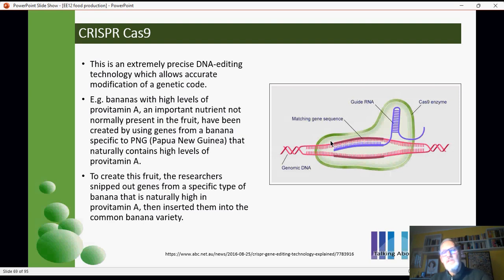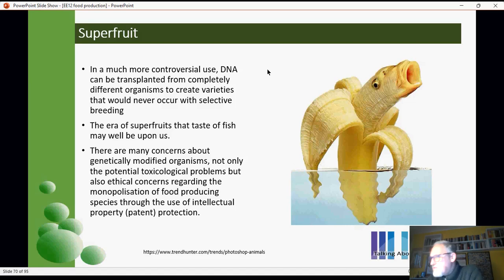Okay, one of the really, really modern techniques, you may have heard of it, and I'm not going to talk about the technique itself, is CRISPR-Cas9, which has been used to modify bananas to produce provitamin A. This has been done using a banana which is specific to Papua New Guinea, and the genes have been incorporated and modified into other types of banana. So this leads us to the idea of the so-called superfruit, rather controversial.